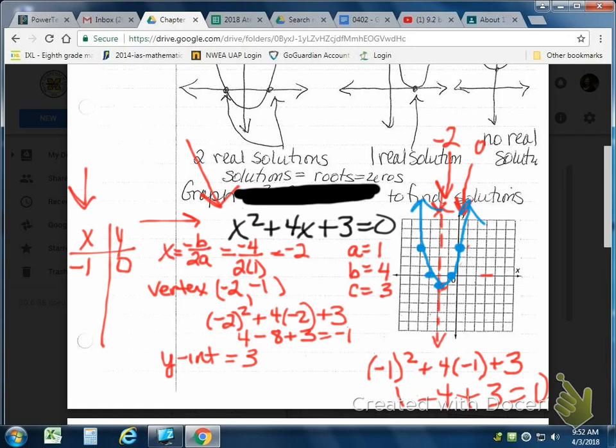But the best part of all is they fell on corners. They're on integers at the x-axis. What are the two integers that it crosses for the x-axis? What are they? -3 and -1 would be my two solutions.